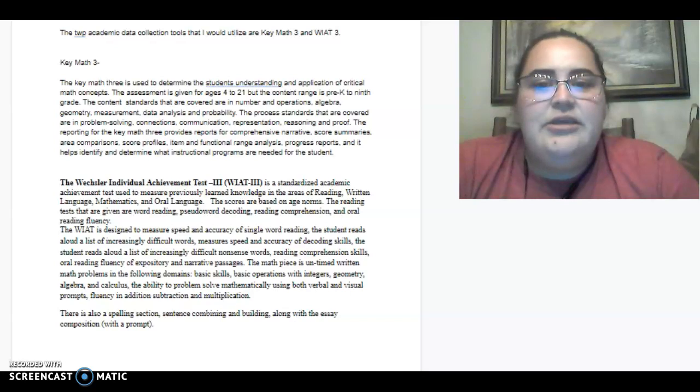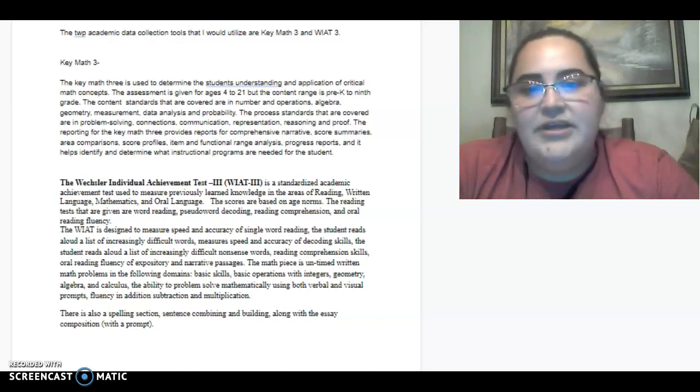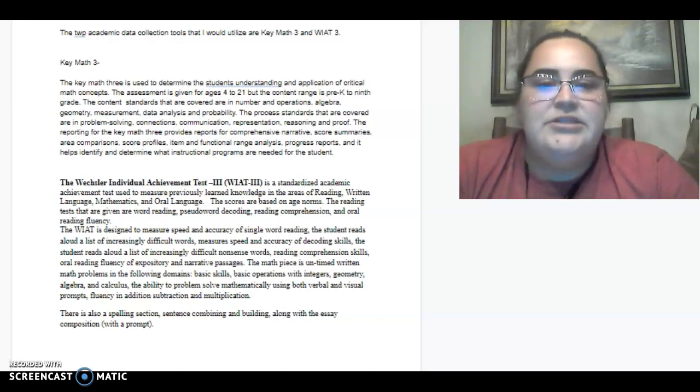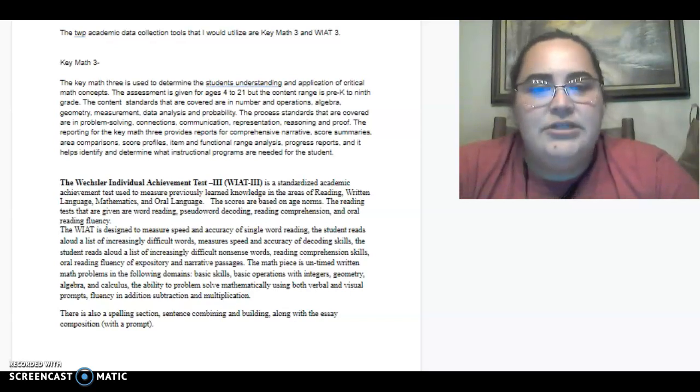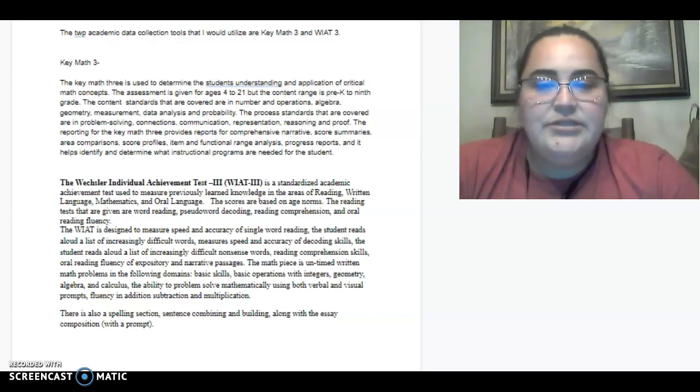The reporting for the KeyMath 3 provides reports for comprehensive narratives, score summaries, area comparisons, score profiles, item and functional range analysis, progress reports, and it helps identify and determine what instructional programs are needed for the student.